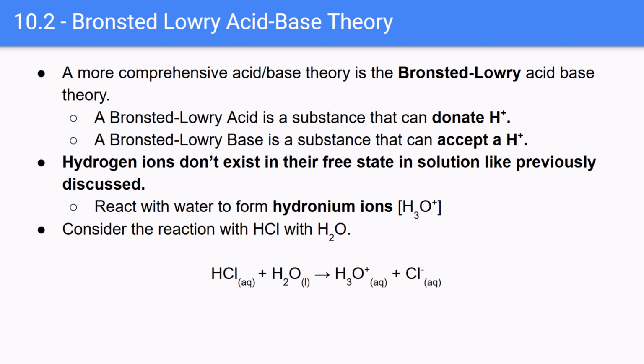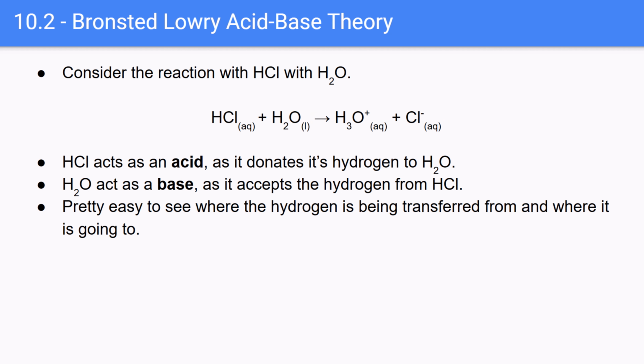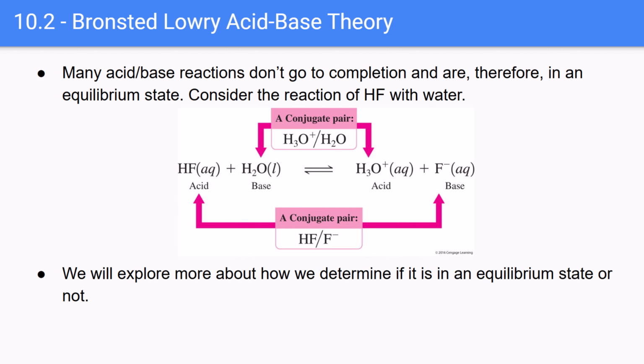Remember that H3O+ is what we're looking for when we're trying to define if something is going to produce an acid or a base. So as I mentioned before, let's consider that last reaction of HCl with H2O. HCl is going to behave as an acid as it donates a hydrogen to H2O, and H2O is going to act as a base. It accepts the hydrogen from HCl. So it's pretty easy to see where the hydrogen is being transferred from and where it's being transferred to, and that helps you identify what is behaving as the acid and what's behaving as a base in that particular chemical reaction. Just look at where the hydrogen starts, where it ends, where it comes from and where it goes to, and that will help you figure out which is behaving as the acid and which is behaving as the base.